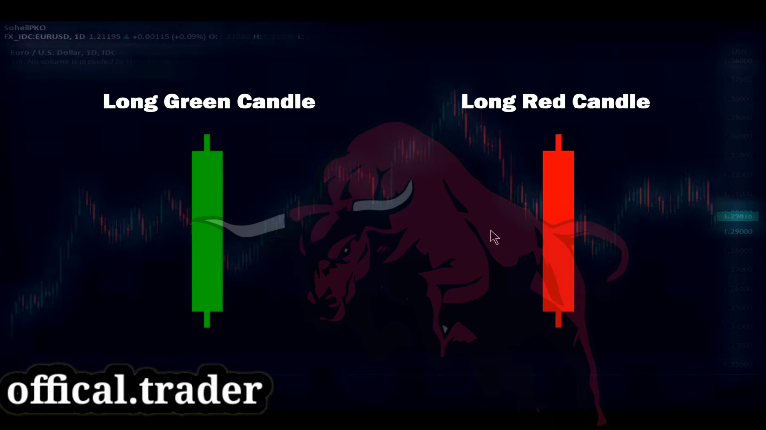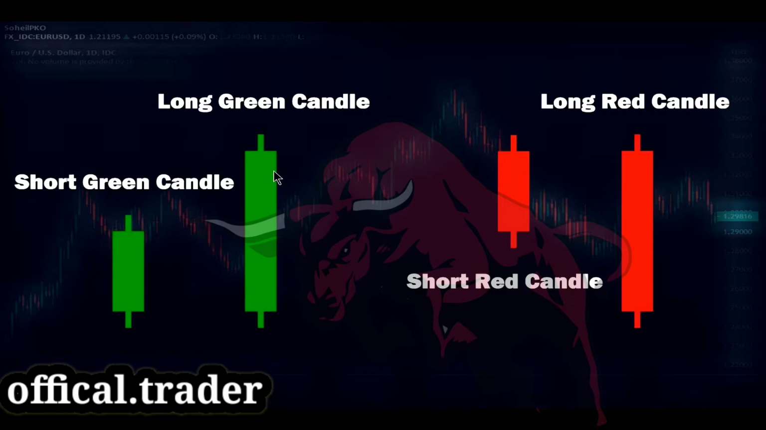The longer the body and the smaller the shadows, the stronger the candle. For example, between these two candles, the longer one is more bullish, because in that session the closing price is much higher than the opening price compared to the shorter candle. This shows that bulls were more active and more aggressive in that session and drove the price to higher levels.